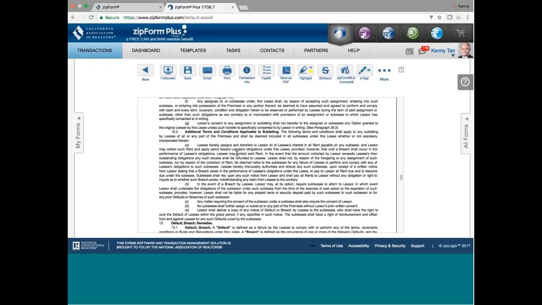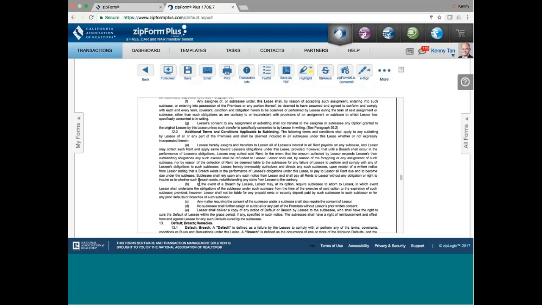All that means is that if you are a tenant, you just want to sublease a part of the premises, you will collect the rent and then pay the entire sum to the landlord, if you are a tenant subleasing your space.